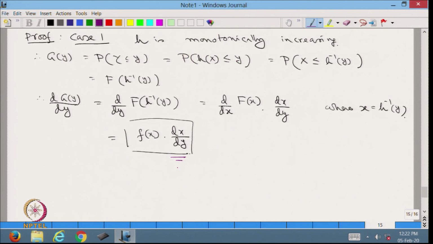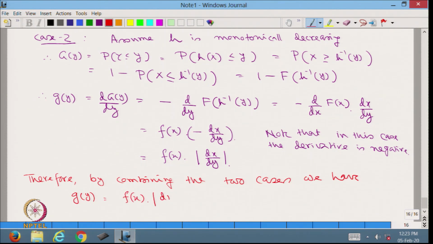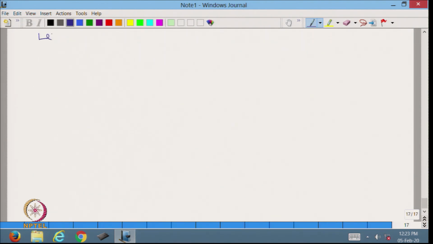Note, in the earlier case, dx/dy is positive. Therefore, by combining the two cases, we have g of y is equal to f(x) modulus of dx/dy, expressed in y. So, let us look at two examples.